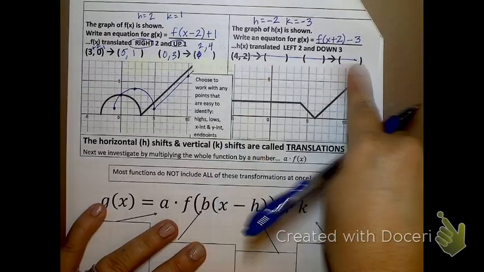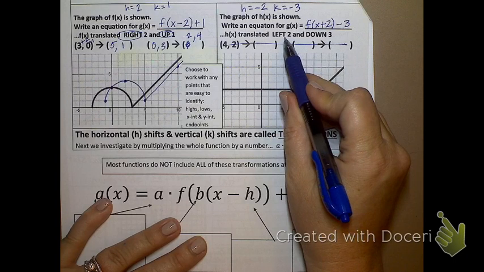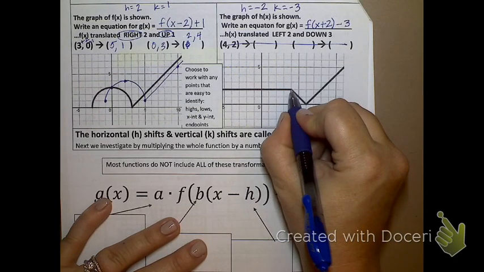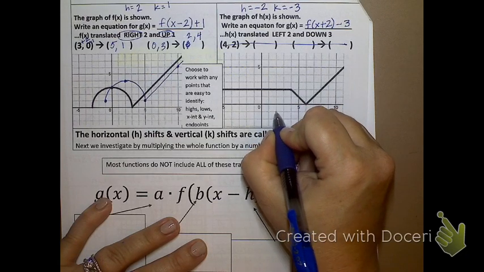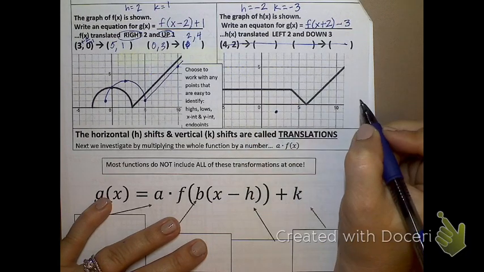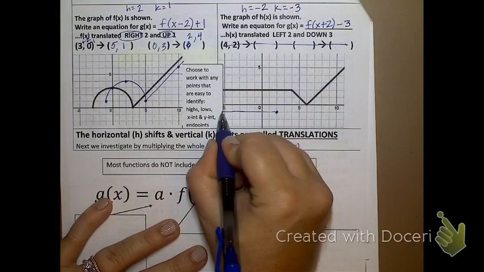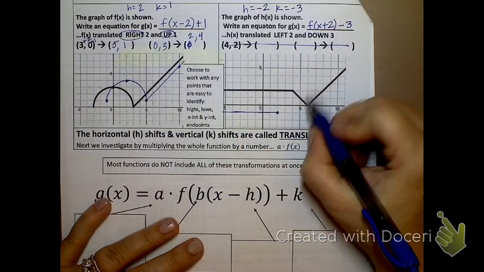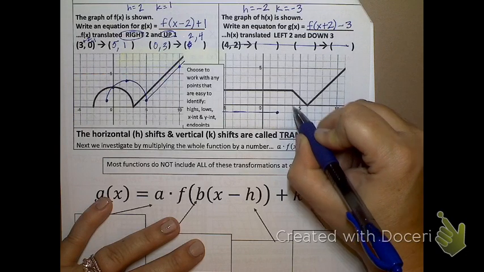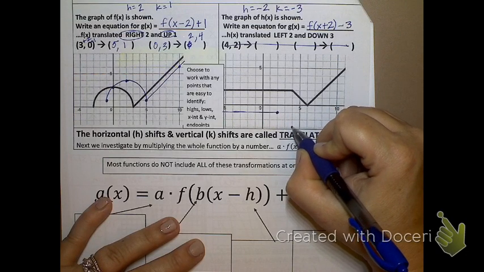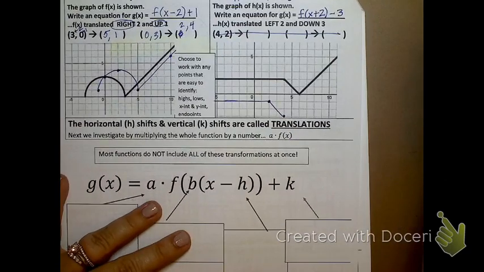Now, I'm not going to do the points part. I'm just going to take the important points on here, and I'm going to move them each left 2 and down 3. So if I take this point right here, and I go left 2 and down 3, it's now right here. What do I know about everything to the left of that point? It's just a straight line. Right? A perfectly horizontal line. Now I'm going to take this point. I'm going to go left 2, down 3. So I know that that goes like that. See it coming together a little bit?